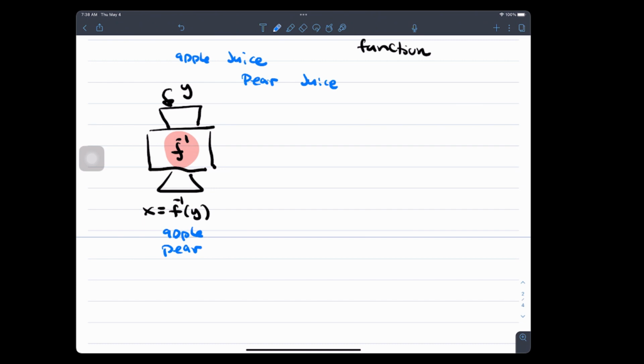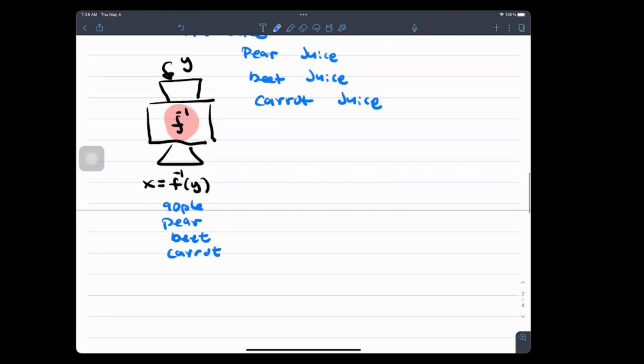What was the other one we did? Pear, apple, beet juice. If we put in some beet juice, we're going to get a beet. And what's the last one we did? Carrot. So if you put some carrot juice in here, you should get a carrot. If this thing works in reverse, in other words, you are switching the domain and range.